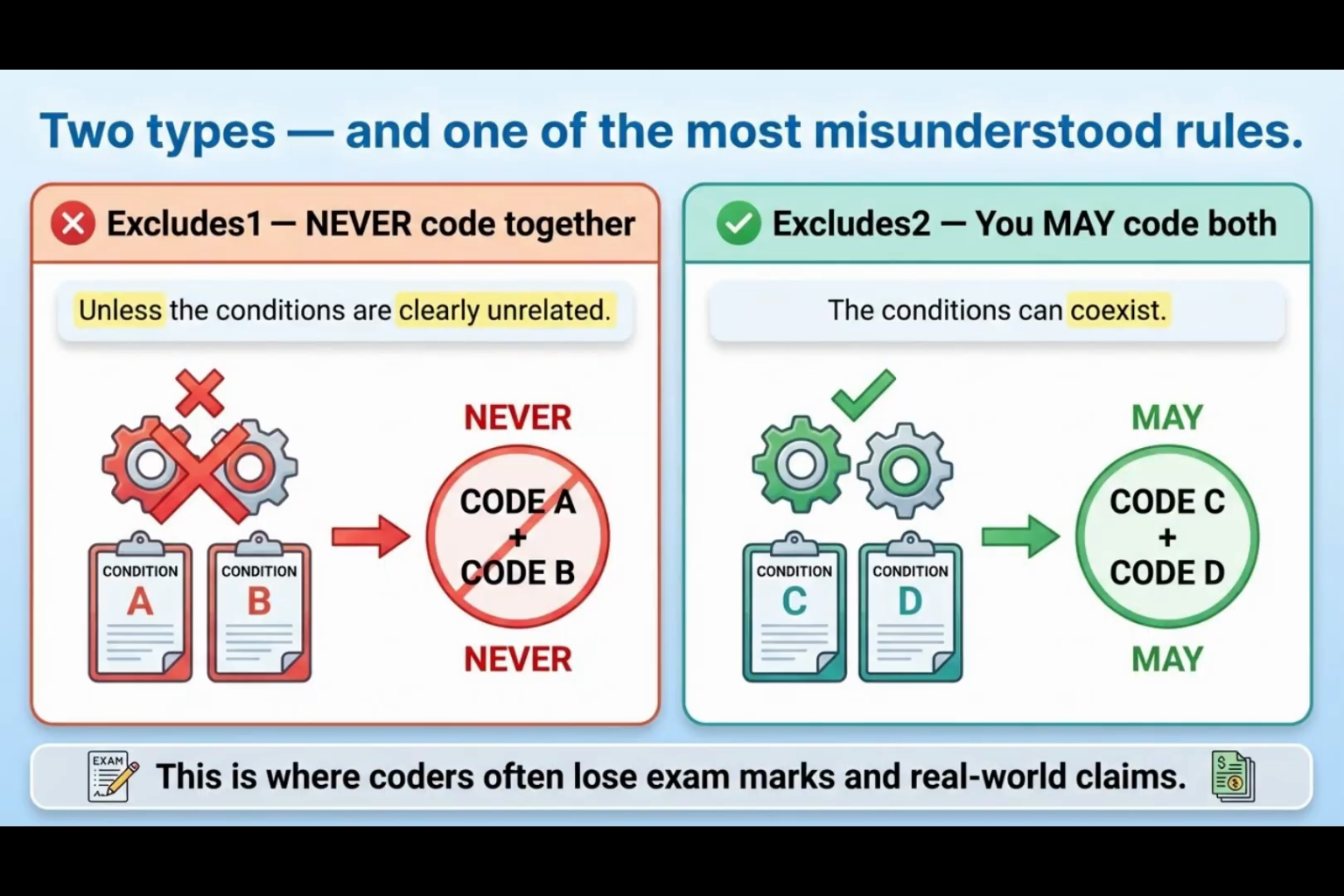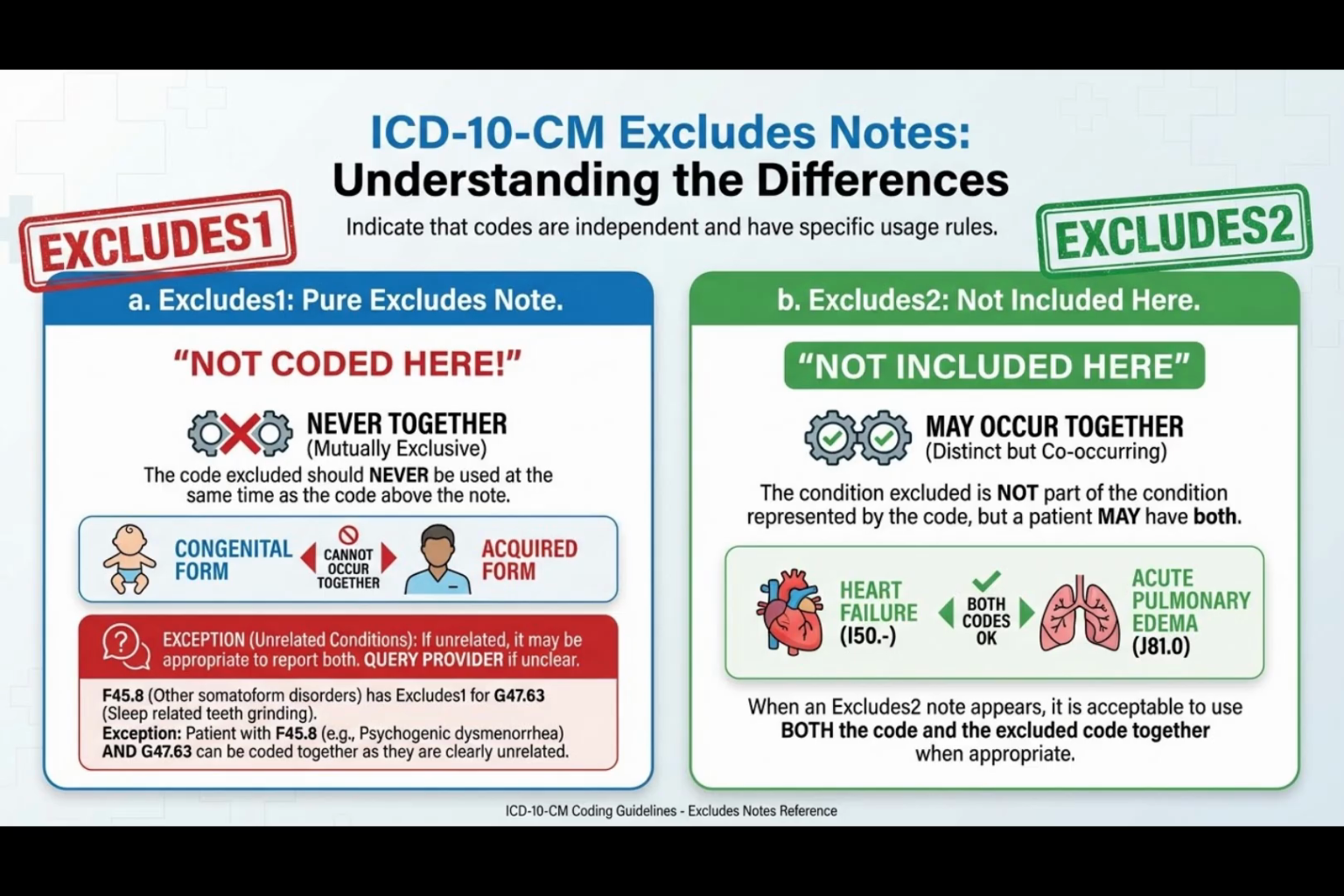Excludes notes. Two types, and one of the most misunderstood rules. What's the real difference between Excludes1 and Excludes2? Excludes1 means "not coded here." These conditions cannot occur together, like congenital versus acquired forms. But if the conditions are clearly unrelated, you can code both.